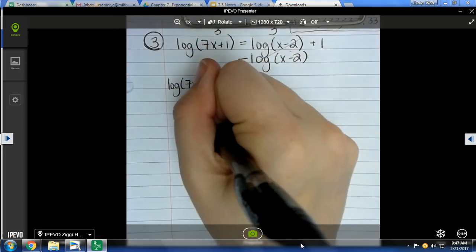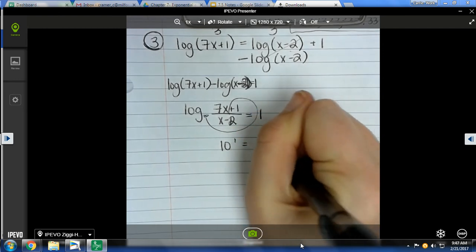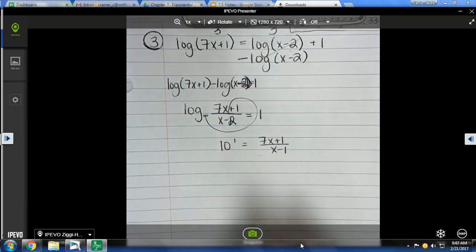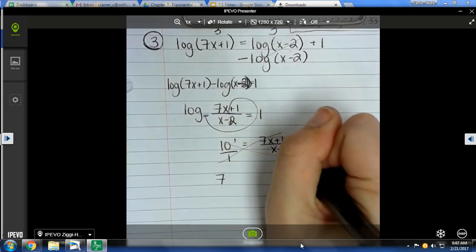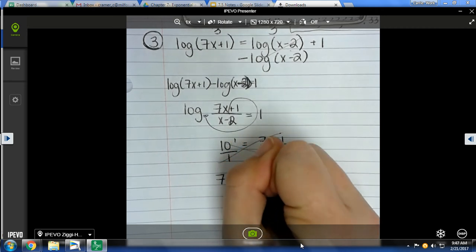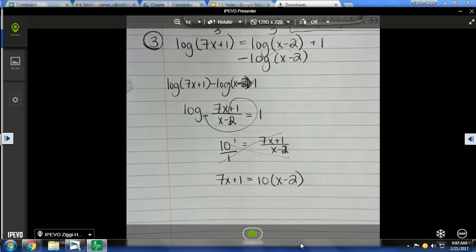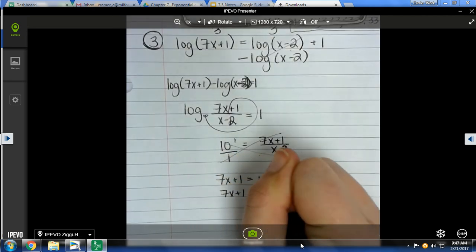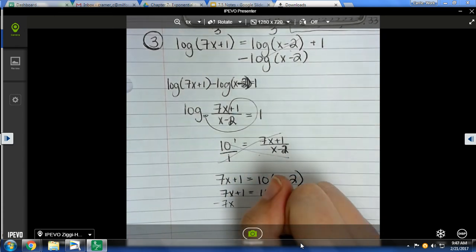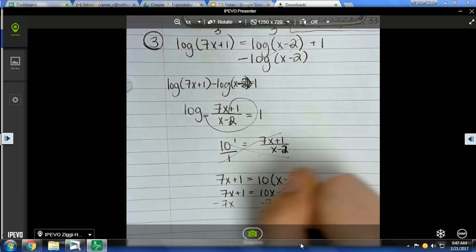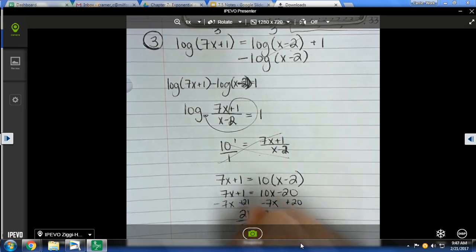And then this is a log base 10, so we would swirl. 10 to the 1 equals 7x plus 1 over x minus 2. 10 to the 1 is just 10, so we can put this over 1 and cross multiply. So we get, oops, this should be x minus 2. We get 7x plus 1 equals 10 times x minus 2. And then we distribute, get x on one side, and divide by 3, and we get x equals 7.